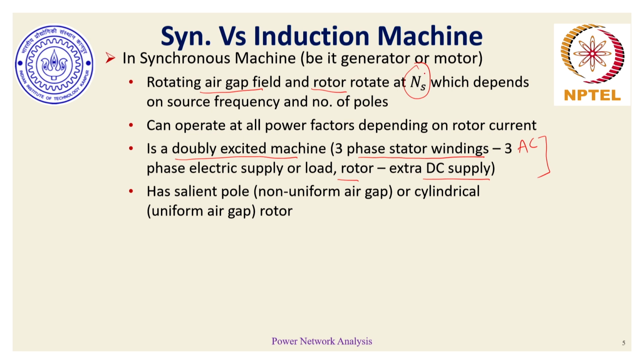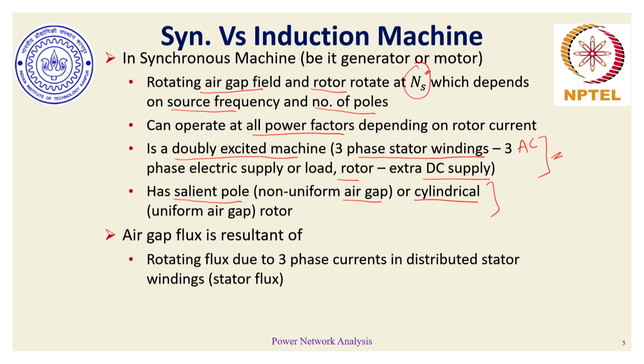The synchronous speed, ns, depends on the source frequency and the number of poles created in the machine. Because of this doubly fed nature of the synchronous machine, be it generator or motor, it can operate at all power factors, could be leading, could be lagging, unlike the induction machine. And there are two typical types of rotors available in synchronous machines. One is the salient pole machine, in which we have a non-uniform air gap between stator and rotor, whereas we have the non-salient or cylindrical pole machine, where the air gap is uniform. Please have patience, we will discuss this aspect in the next few slides to come.